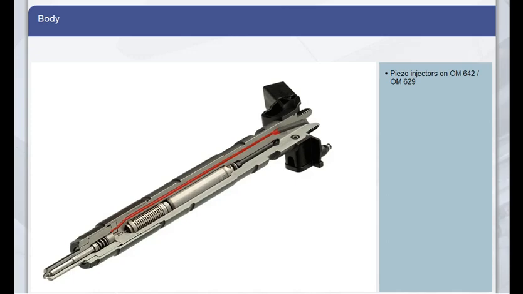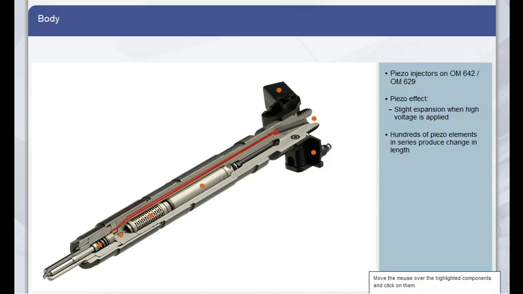One important new feature of the common rail direct injection system of the 642 and 629 engines is the use of piezo injectors. These make use of the special properties of piezoelectric crystals, or ceramics, that expand slightly when a high electric voltage is applied. The piezo injectors therefore contain several hundred piezo elements connected in series in order to effect a sufficient change in length. Find out about the design of the injector by moving the mouse over the illustration. Click on the components for more information.